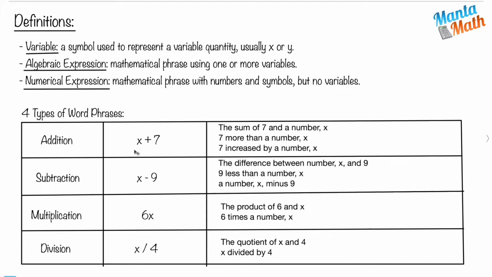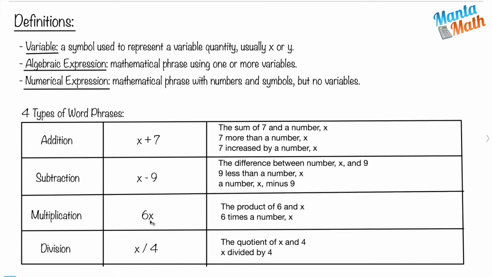For example, for addition, there's x plus 7. This can either be written the sum of 7 and a number x, 7 more than a number x, or 7 increased by a number x. For subtraction, an example is x minus 9. This can also be written the difference between a number x and 9, 9 less than a number x, or a number x minus 9.